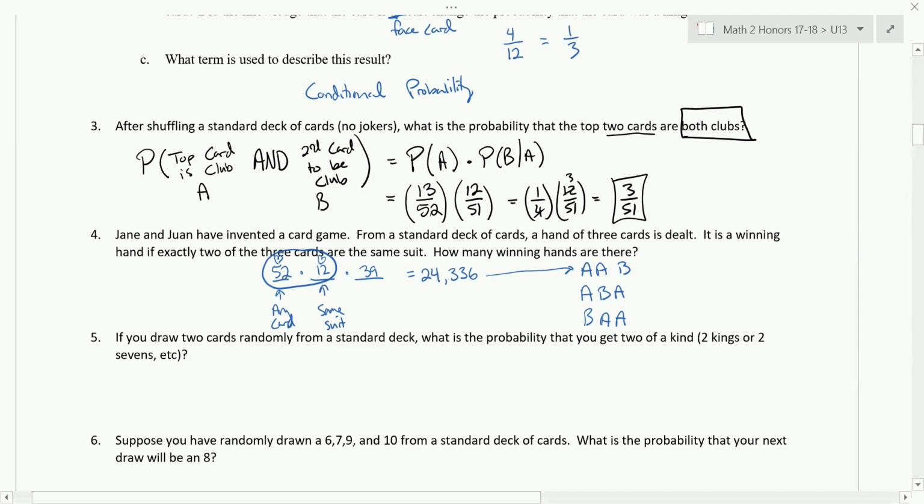So times 3, and we have a calculator on hand? Yeah. That wouldn't work because it says exactly 2, and that word exactly is saying hey, you can't have 3. You gotta have exactly 2.